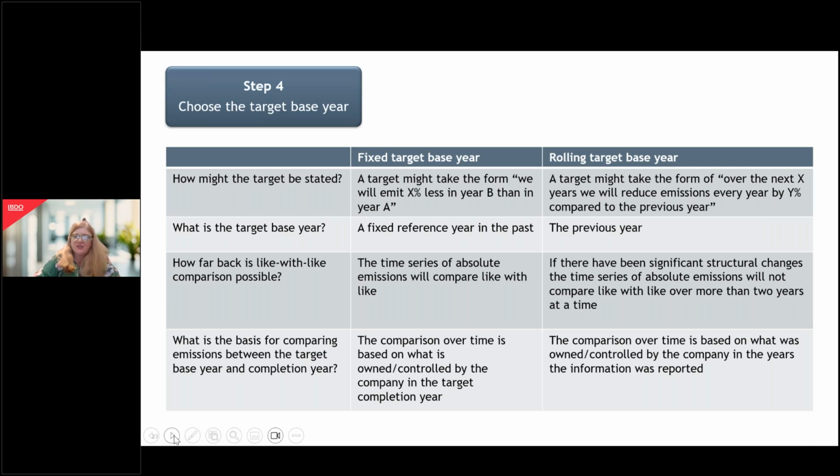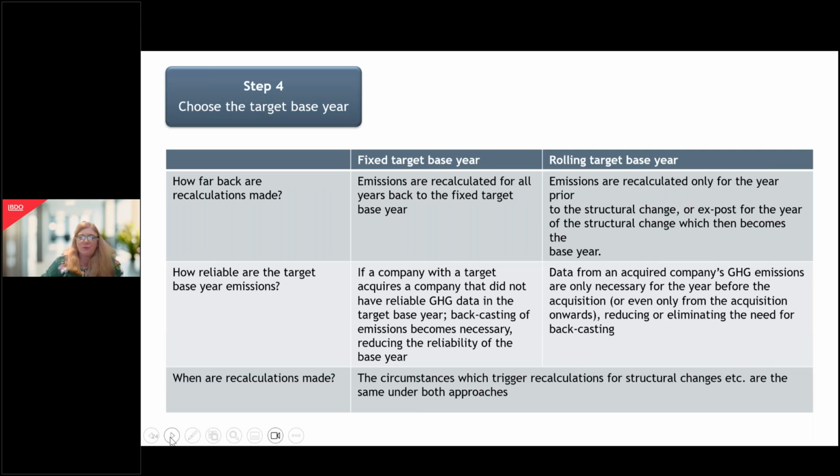Right, so with a fixed target year, you've got a fixed reference year in the past. With a rolling target year, your reference point is just the previous year. And then we've got some other differences between how far back like-with-like comparison is possible, and what is the basis for comparing emissions between the target year and the completion year. To give you some further information, again, here we're continuing the comparison across how far back recalculations are made, how reliable it is, and when recalculations are made. So you can look at these two slides, compare fixed target base year with rolling target base year, and that would inform your decision on which one you would see as the most appropriate.